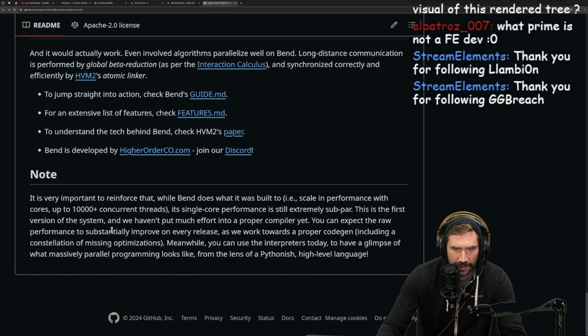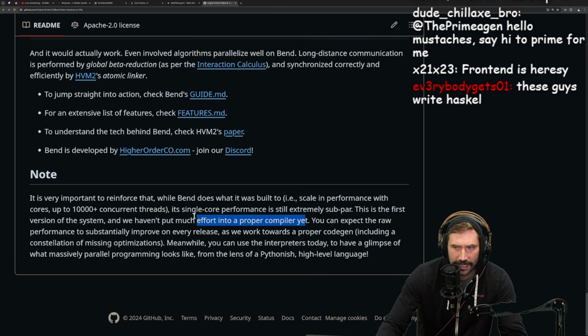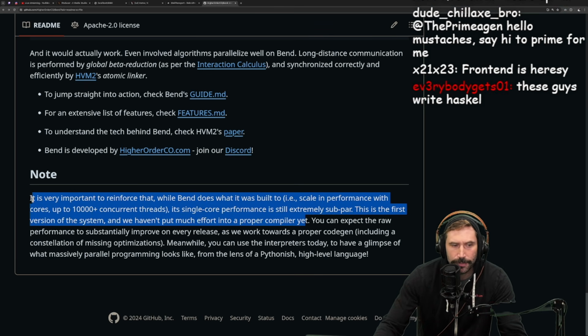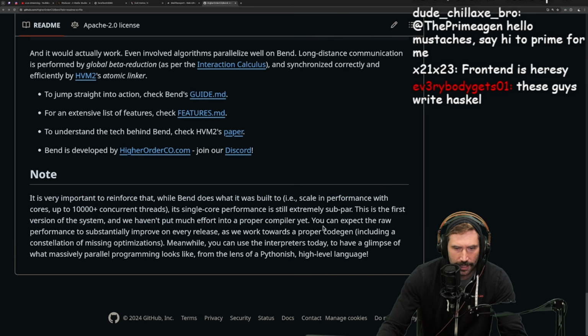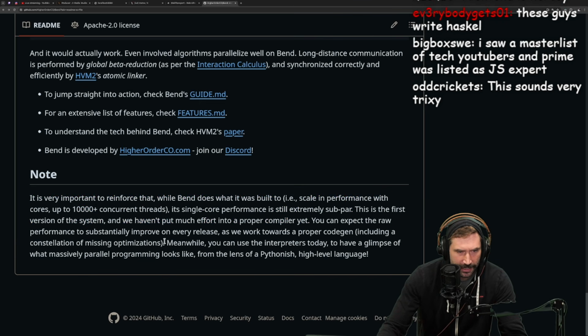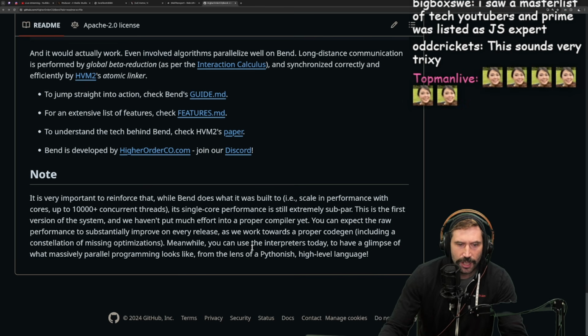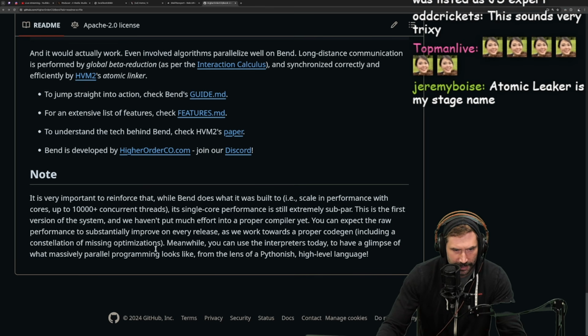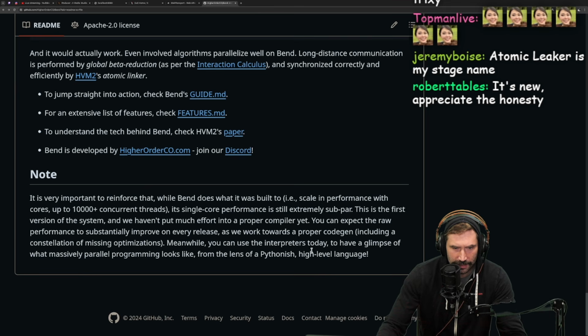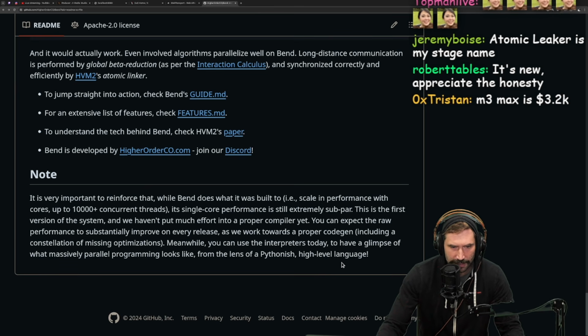Okay, yeah. This is the first version of the system, and we haven't put much effort into the proper compiler yet. That makes sense. I think that's a great approach, by the way. You can expect the raw performance to substantially improve on every release as we work towards a proper code gen, including a constellation of missing optimizations. Yeah. Meanwhile, you can use the interpreters today to have a glimpse of what massively parallel programs look like from the lens of a Pythonish high-level language.